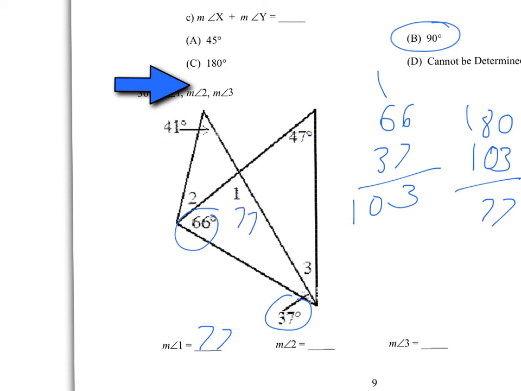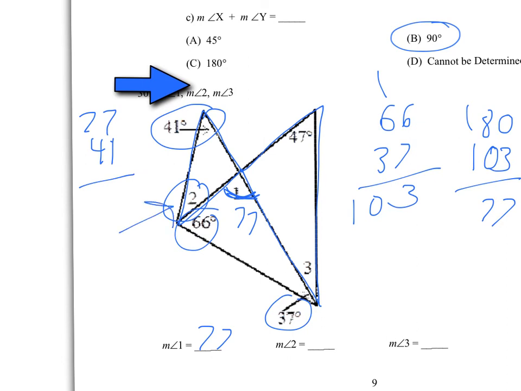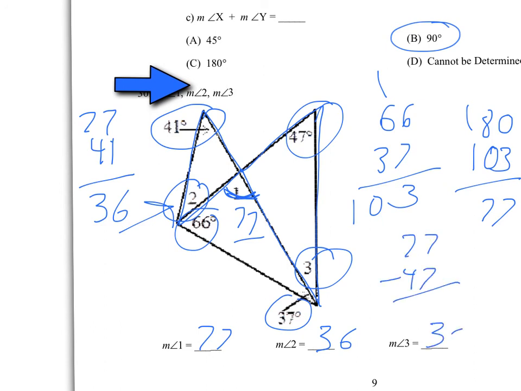Since it's 77, it's also the exterior angle of both of those triangles. So 77, that angle, is equal to the sum of these two angles. So what we can do is subtract 41 from 77 to find out what angle 2 is. And we get 36. We can do the same thing here. This plus angle 3 equals 77. So we can take 77 and subtract 47, which gives us 30 as our solution. Those are your answers.